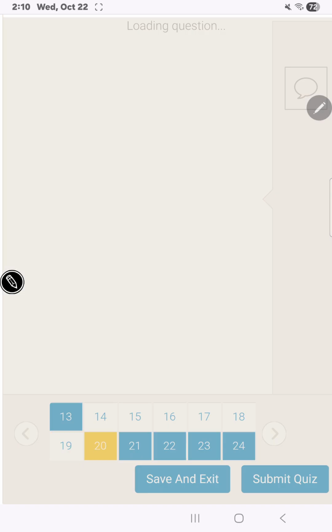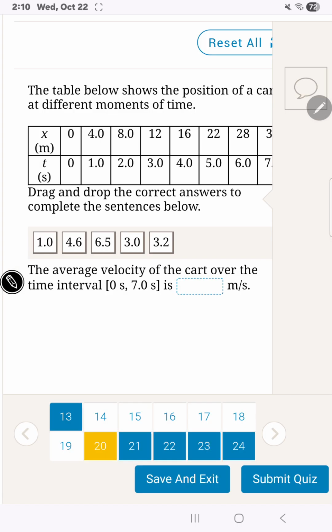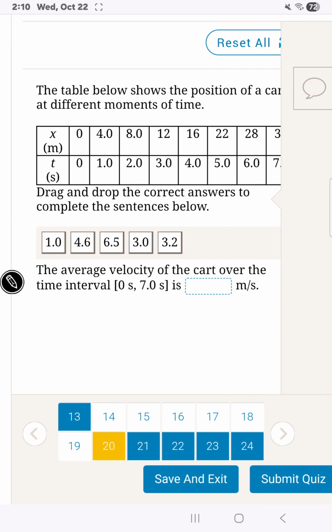Number 20 now. Here you have the table below, which shows the position of a car at different moments of time. Drag and drop the correct answer to complete the sentence below. The average velocity of the car over the time interval from 0 to 7 is what?